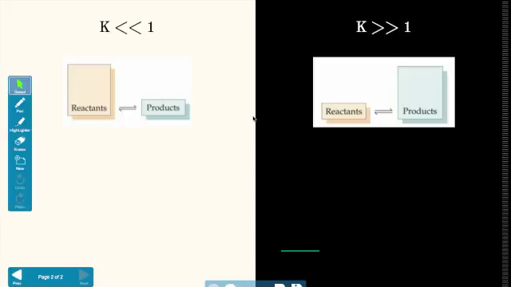But what does the value of K mean anyway? K, the equilibrium constant, represents the relationship between the reactants and the products when the reaction reaches equilibrium. If the constant is smaller than 1, that means the reaction is reactant favored, and there will be more reactants at equilibrium. On the other side, if K is greater than 1, the reaction is product favored. That means there will be more products than reactants at equilibrium.